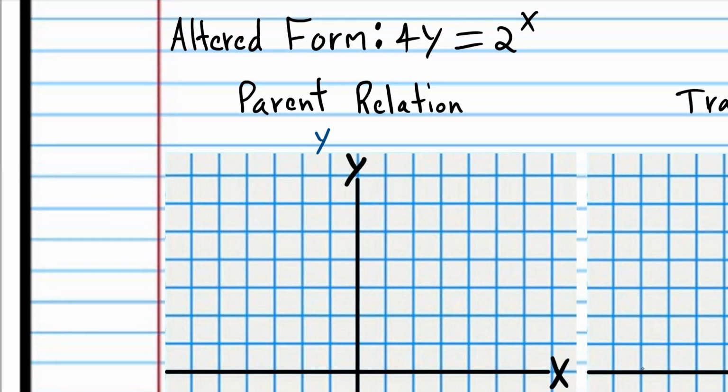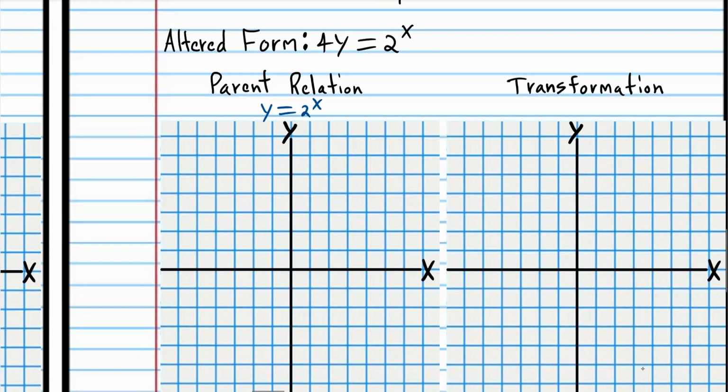So now let's write the parent graph. And this is an exponential relation. So we have a horizontal asymptote on the x-axis. 0, 1 is always a reference point we can use. Plug in 1 into this equation and we get 2. Plug in 2, we get 4. And that's about all we can graph without going outside of the window.